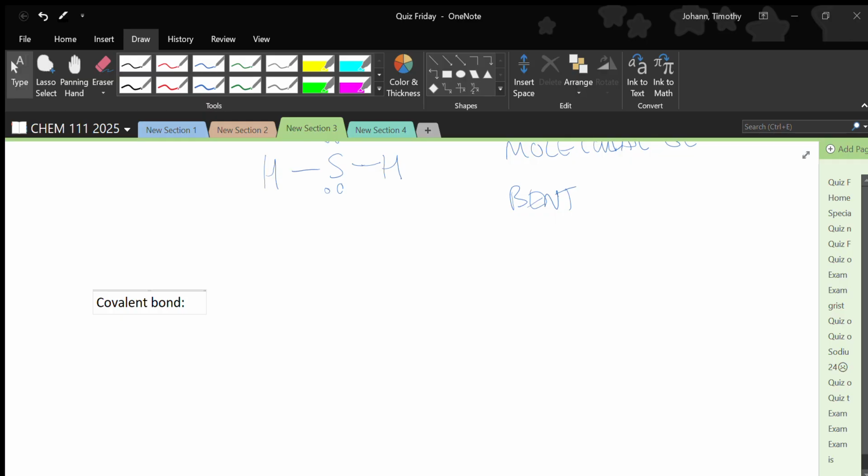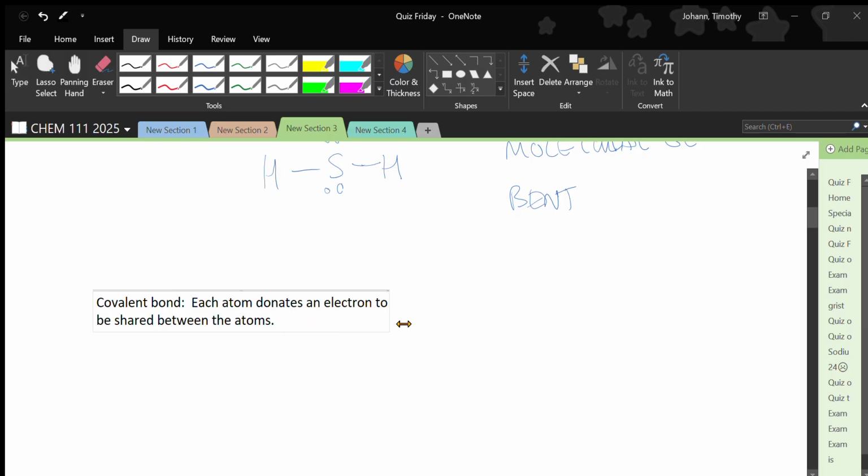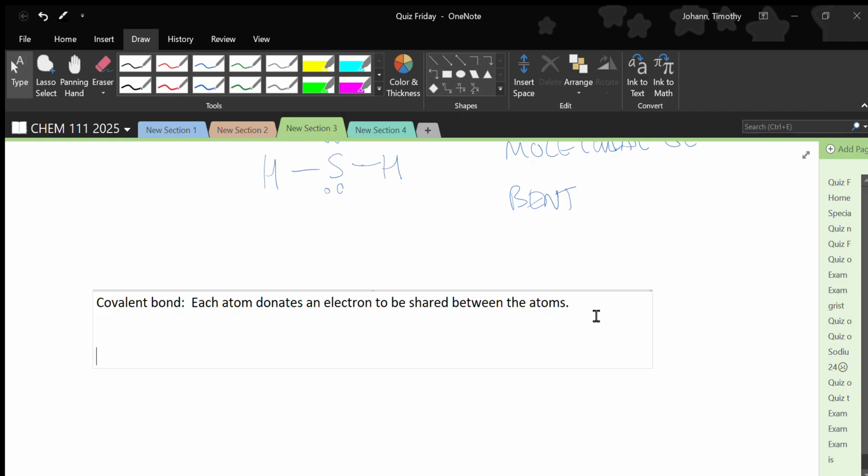Each atom donates an electron, right? And they're shared, okay? And atoms do this to fill out their octet. All right, what we've talked about though is they're shared, and I've kind of given you the impression that they're shared equally, or just haven't talked about how they're shared. Well, they can be shared equally or unequally, all right? So the electrons in a covalent bond can be shared equally or unequally.